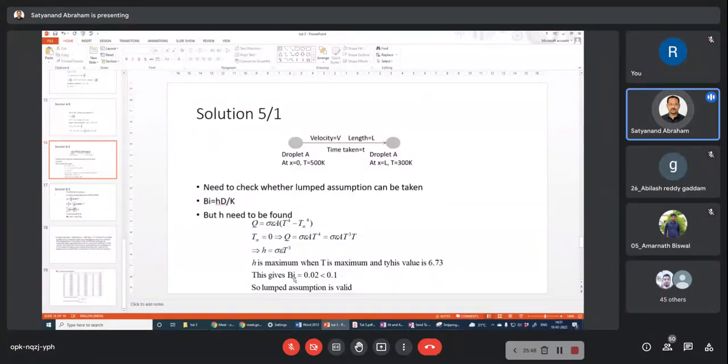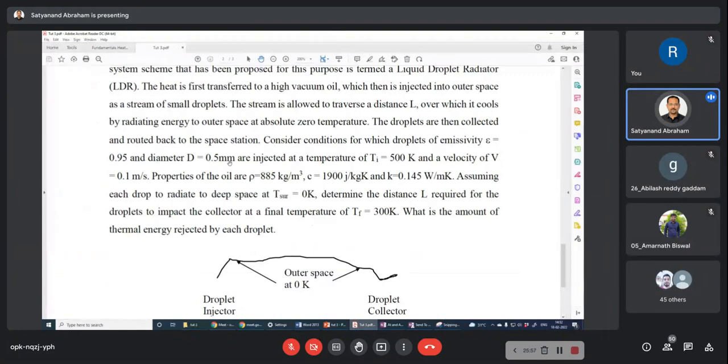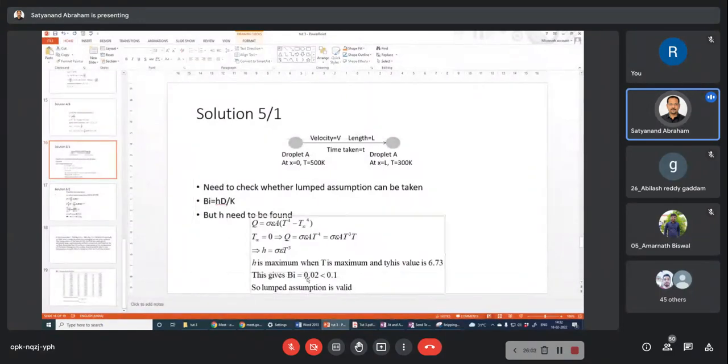So the Biot number we can calculate as hd by k. d is given as 0.5 mm, and the conductivity is given as 0.14. Inputting all these values, we see that the Biot number comes to 0.02, which is less than 0.1. So we can take the lumped capacitance model here.